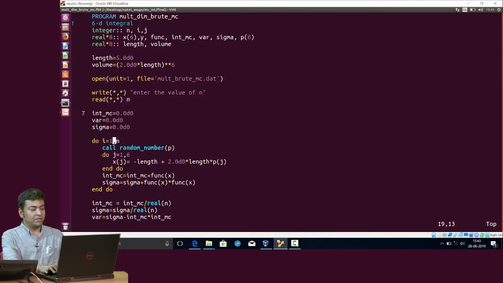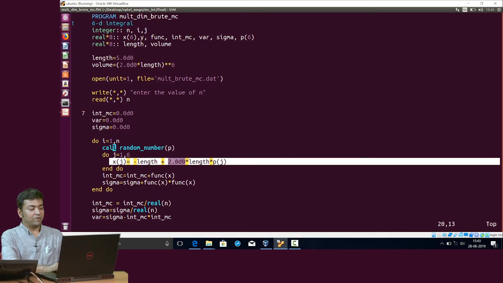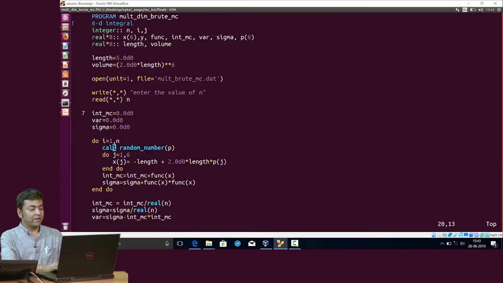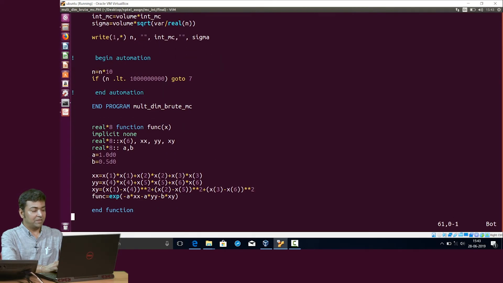Once I have got these 6 random numbers, which are between 0 and 1, again as before, I need to have these random numbers spaced from minus 5 to plus 5, and this is how that is done. I am converting the p's which lie between 0 and 1 to lie between minus 5 and plus 5, and once I have that value of p, I call this function. This function does nothing but evaluate the integrand.